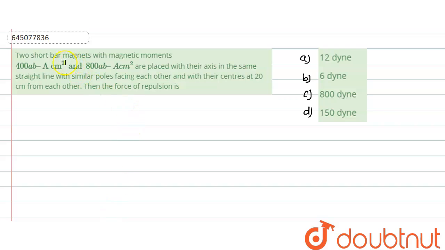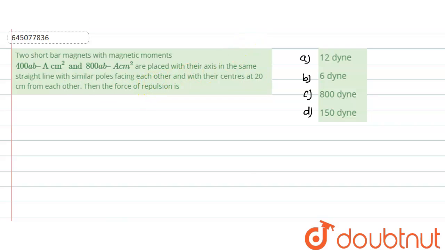Hello everyone, let us start with our question. In this question, there are two short bar magnets with magnetic moments of 400 ampere centimeter square and 800 ampere centimeter square. These are placed with their axes in the same straight line with similar poles facing each other, and their centers at a distance of 20 centimeter from each other. We need to find the force of repulsion between them.